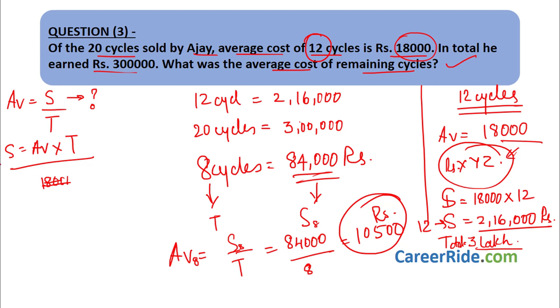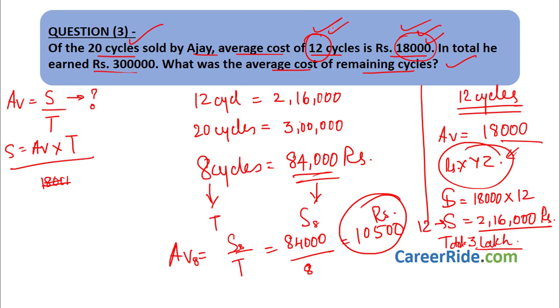Okay, now what happens is that Ajay has 20 cycles. Out of that, he first sells 12 cycles and he gets some money. And when he calculates, he realizes that for these 12 cycles, on an average, for each cycle he has received 18,000 rupees. He might have sold one cycle for say 20,000, another for say 11,000 only. But when you calculate the average, it comes out to be 18,000 for these 12 cycles.